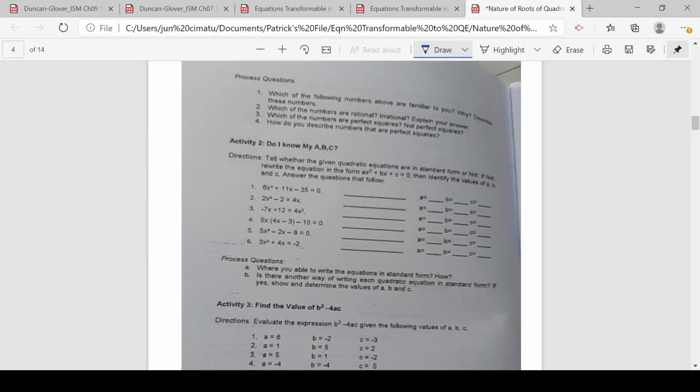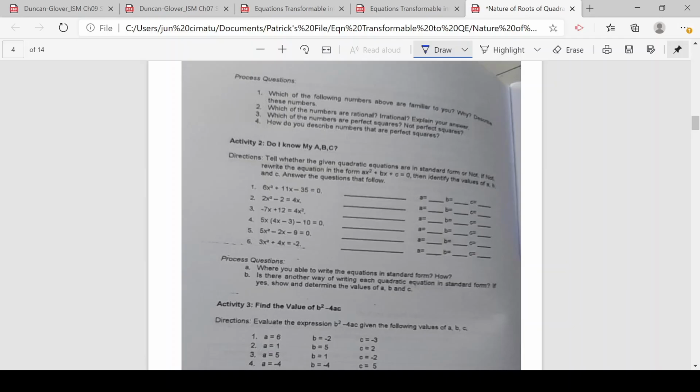So, yung real, yung mga pwedeng calculate yung square root, ano, at saka yung fraction, at saka yung mga decimal, may decimal pwede. So, which of the numbers are rational? So, rational yung mga fraction. Irrational yung may decimal.